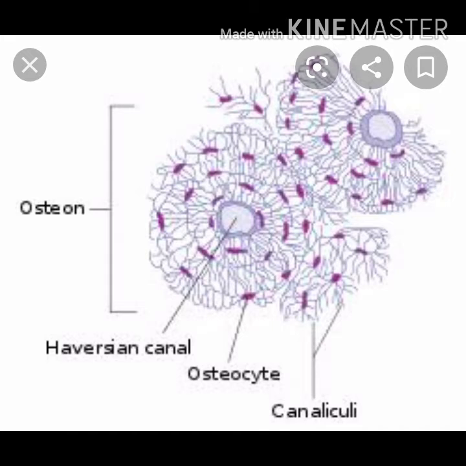So, what is the name of the bone cell? The bone cell is the osteocyte. Then, the central canal is the Haversian canal. Then, what is the main function of bone? It provides structural support, a structural framework to our body. The next is the cartilage. Cartilage is a type of soft bone.